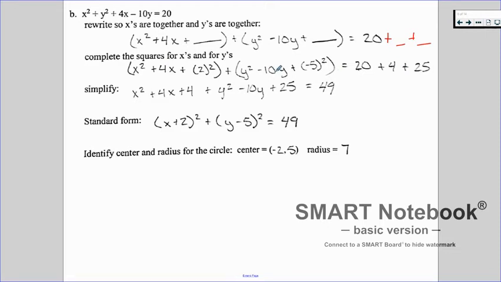Negative 10 divided by 2 squared would be 25. So add 25. Now I'm going to factor this part, and I'm going to factor that part. And I get x plus 2 squared plus y minus 5 squared, and we get our 49. So again, the completing the square, let's just rewrite this as a binomial squared. Lucky for us, we get a 49, so the square root of 49, that's easy to find the radius, which is going to be 7.